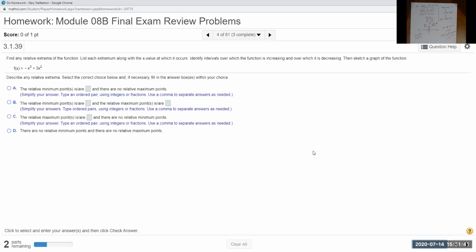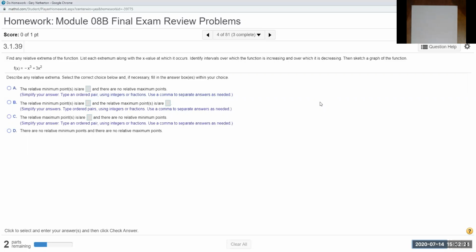Now, I think problem 4 says find any relative extrema of the function, so the maxes and mins. List each extrema along with the x value at which it occurs. Identify intervals in which the function is increasing or decreasing, and sketch the graph. So basically, they want you to find the critical points, find the maxes or mins, and eventually have an idea of what the sketch of the graph looks like. So really, I'm going to do what I did on the previous problem, and they're going to want all that information. So let me write down the function, and then we can work through it.